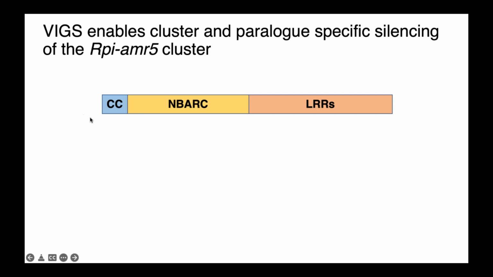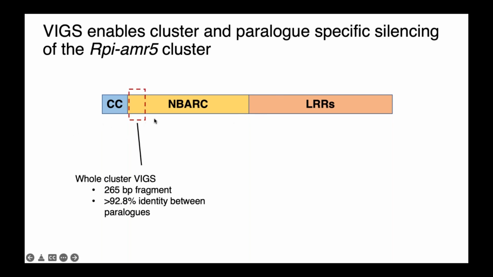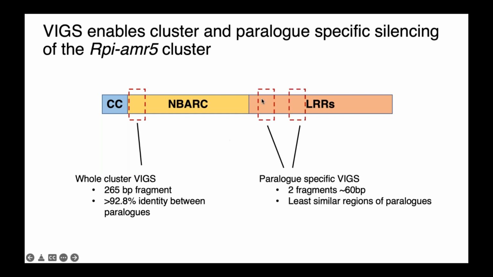And just looking at our expected transcript of an NLR, we have the CC domain, the EMBARK domain, and the LRR domain. And we can silence the entire cluster by targeting the EMBARK domain. So EMBARKs are generally highly conserved within clusters. And in fact, we can use a nearly 265 base pair fragment in this case, which has greater than 90% identity between those 16 paralogs. And then we can target individual paralogs more specifically using the BIGS constructs targeting the LRRs.